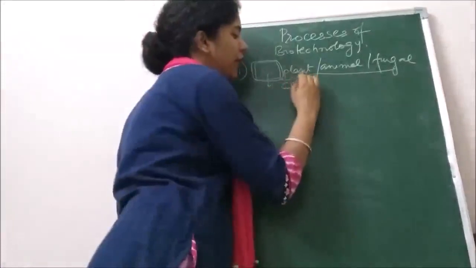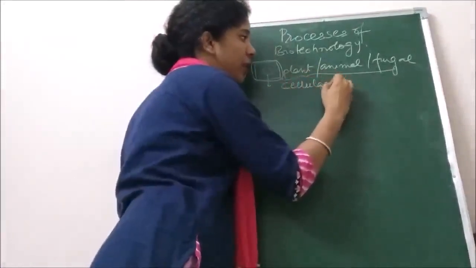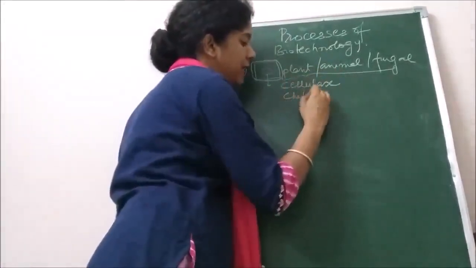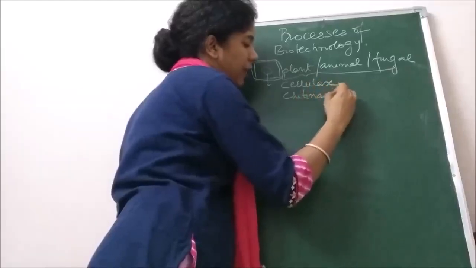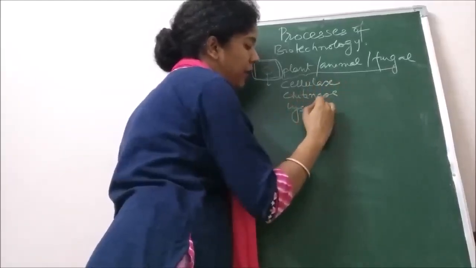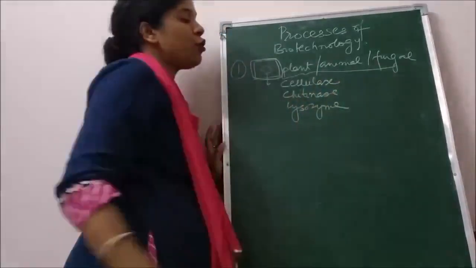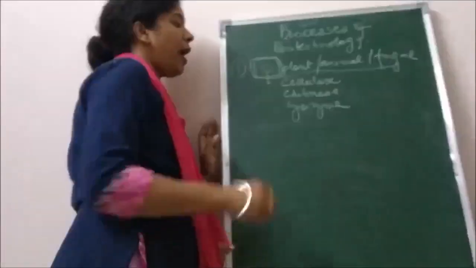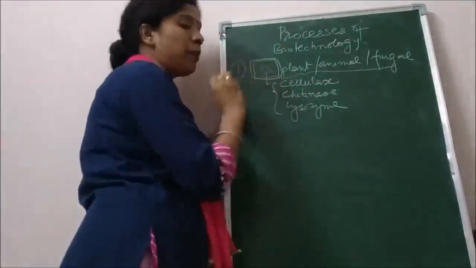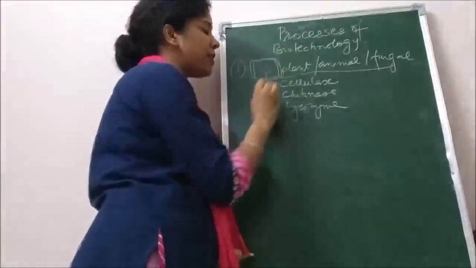We are going to treat them with various enzymes like cellulases, chitinases, and lysozyme to break the peptidoglycan wall. And now these enzymes are going to break up the wall which is present outside.